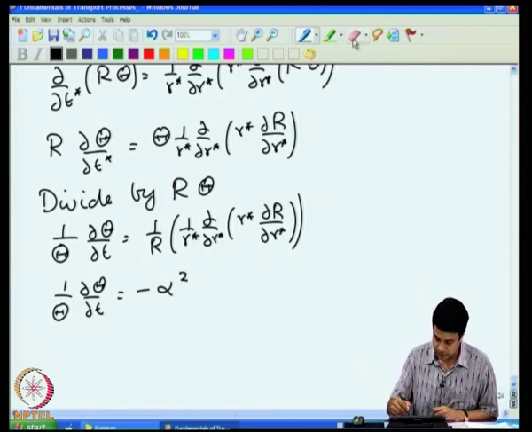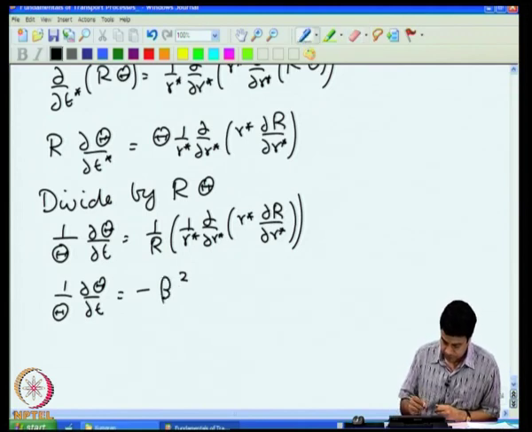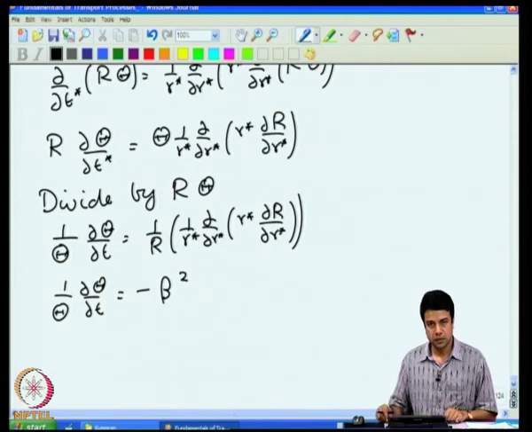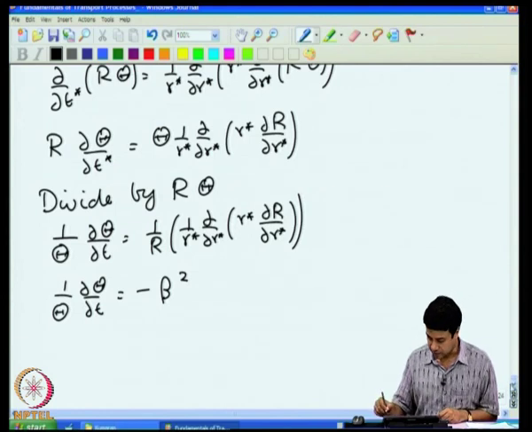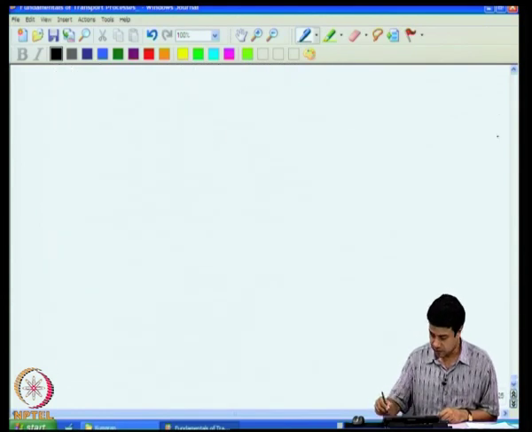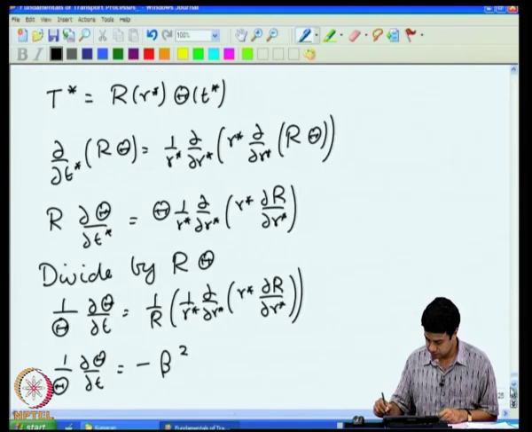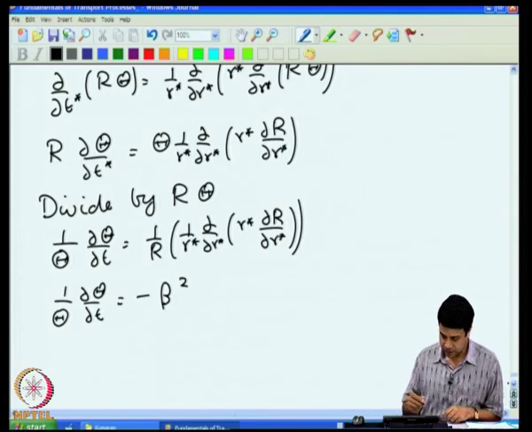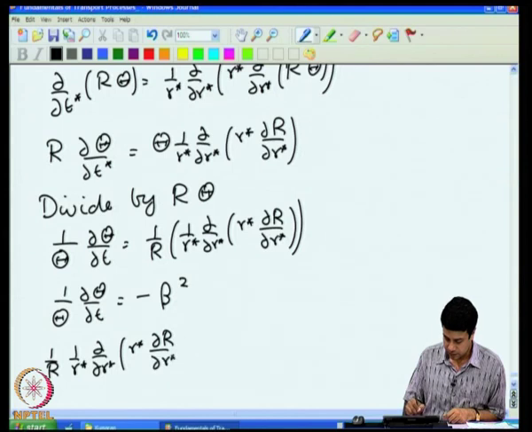So, this constant has to be negative. Let me call it beta. So, good. We have the constant negative. How do we evaluate the value of this constant? We insert it into the equation on the left hand side: (1/r star) d/dr star of (r star dR/dr star) is equal to minus beta square.